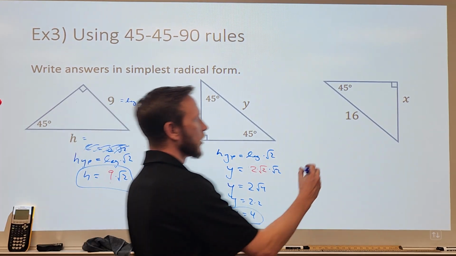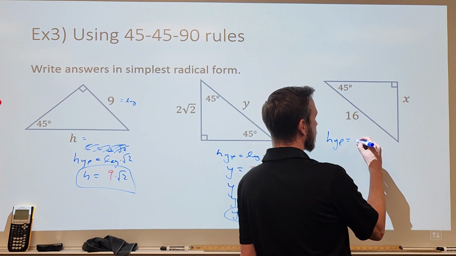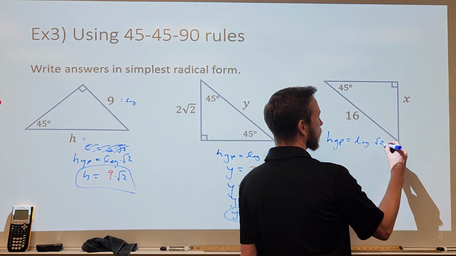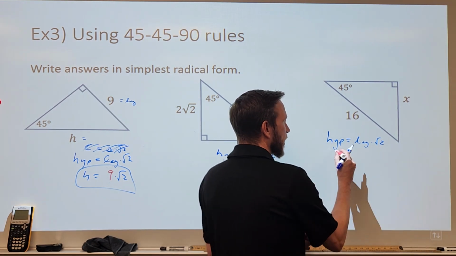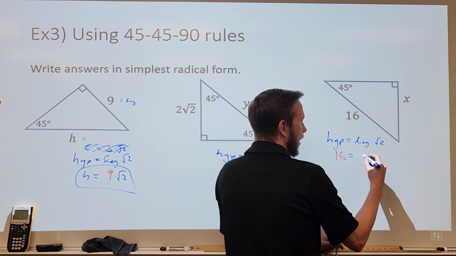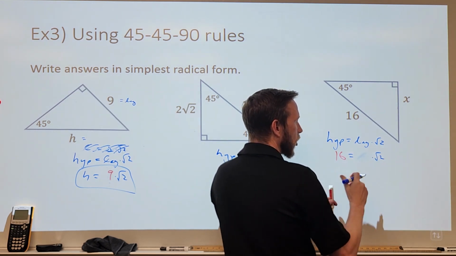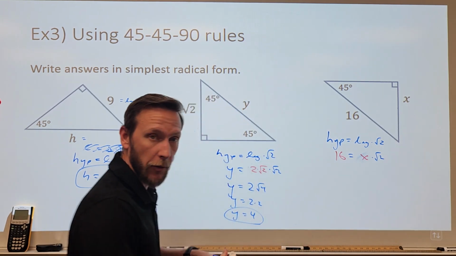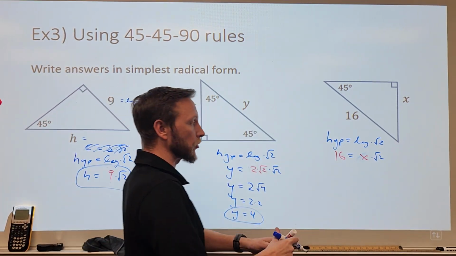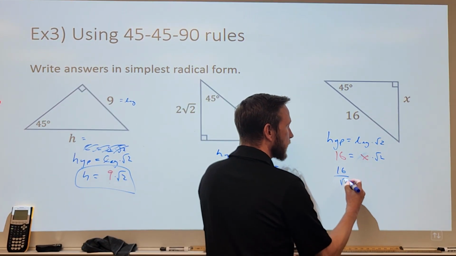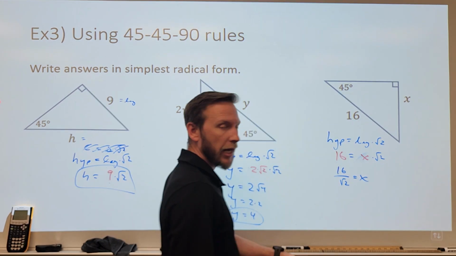Over here, and this is the harder case, the hypotenuse is equal to the leg times the square root of 2. So in this case, I know the hypotenuse, I do not know the leg. And so I have to be able to solve this equation. If I want to get x by itself, I have to divide both sides by the square root of 2. So 16 divided by the square root of 2 is equal to x.